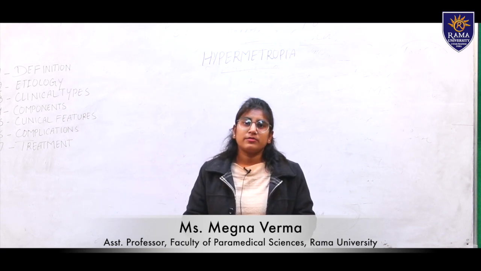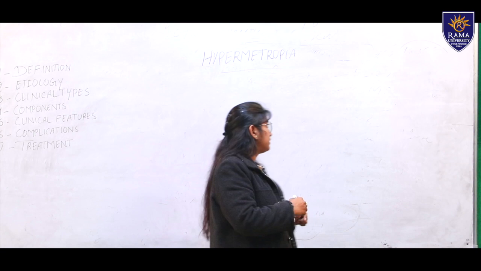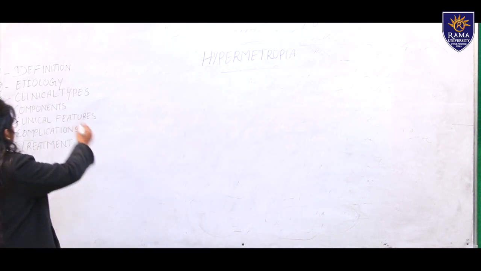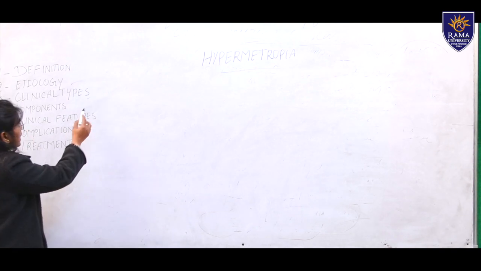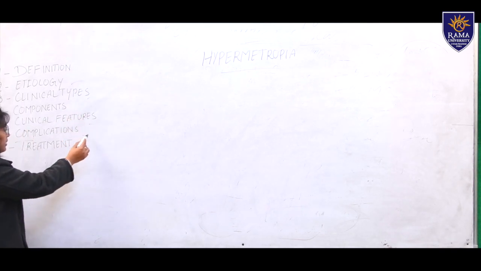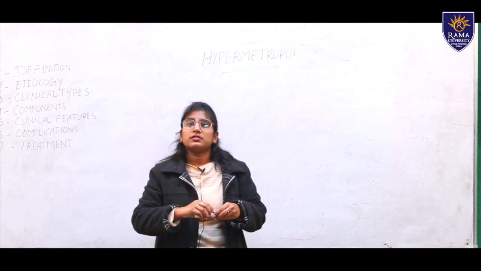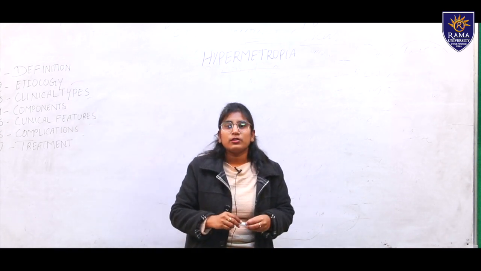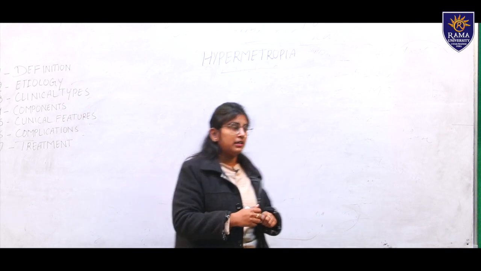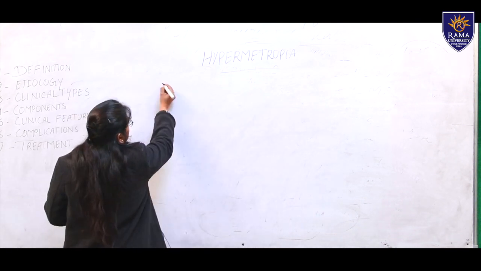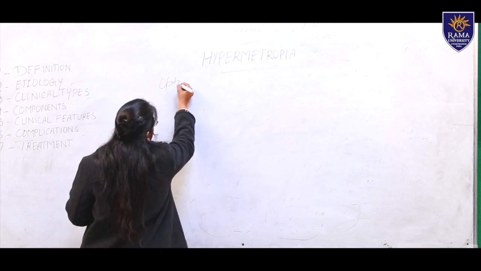So today we discuss hypermetropia. What is hypermetropia? This covers definition, etiology, clinical types, components, clinical features, complications, and the last one is treatment. Before starting hypermetropia, we will know about emmetropia and ametropia. Firstly, emmetropia. What is emmetropia? It means optically normal eye.